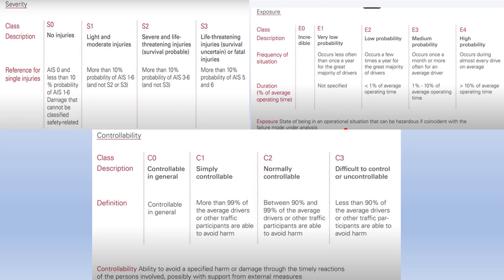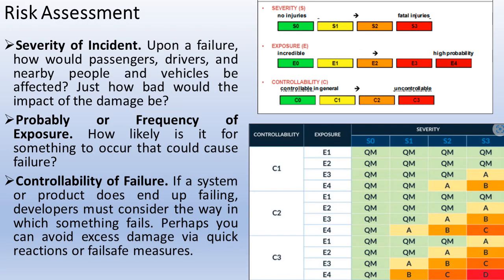Now next is controllability. If a hazardous situation happens, how easy or how difficult is it to control? Again, you can pause the video and see what is meant by C0, C1, C2, and C3. The lesser the percentage of drivers who can control it, the more difficult the controllability. And if it is more easily controllable, meaning a higher percentage of drivers can control the vehicle, then it is very easily controllable. Now in this particular slide, on the right side, this is the table of highest importance, at the bottom right, where controllability, exposure, and severity are clearly mentioned.